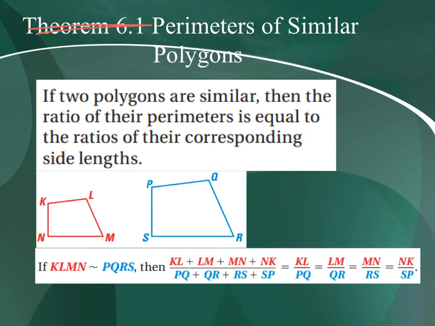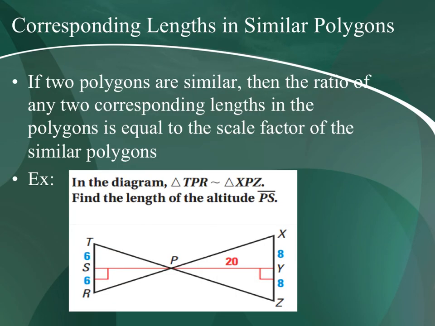So what we just did on the previous slide, showing that the ratio of the perimeters simplifies to the same ratio as the corresponding sides or the side length. So they're going to reduce to the same thing. So this is also saying the same thing. So this one says that if two polygons are similar, then the ratio of any two corresponding lengths in the polygons is always going to be equal to the scale factor.